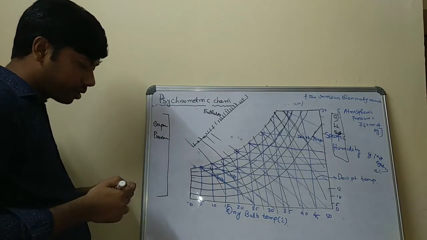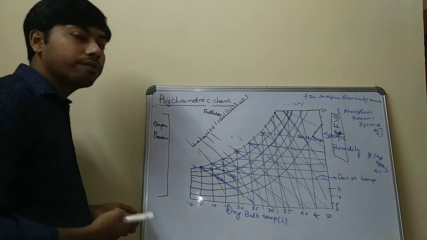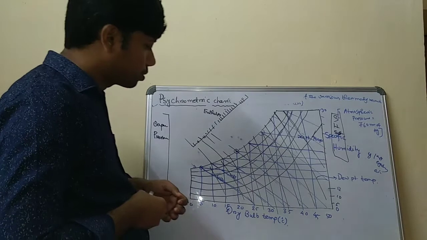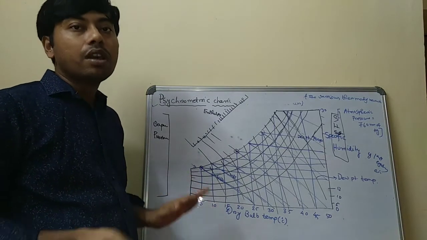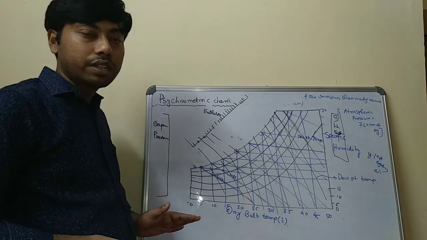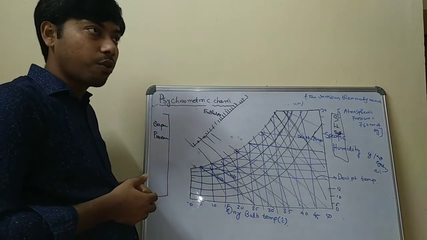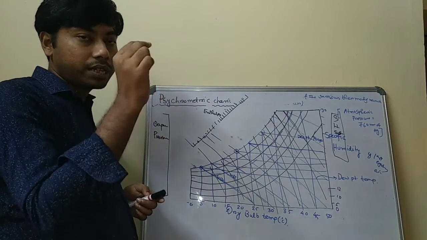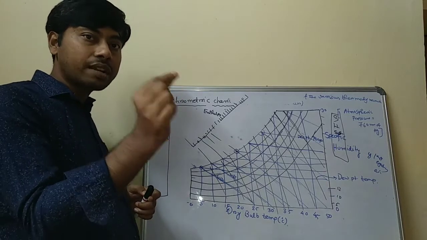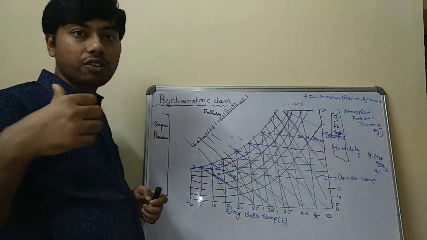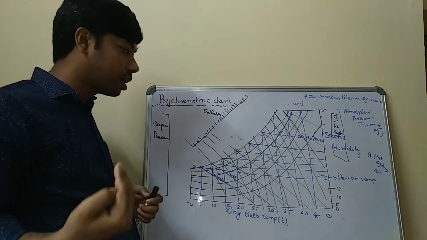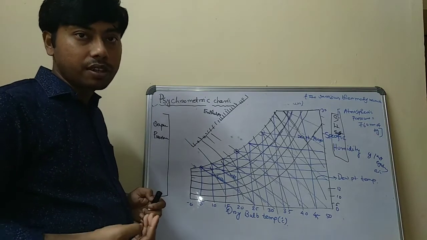Now, how do you solve the problem? Suppose your dry bulb temperature is given, the wet bulb temperature is given in your numerical, and relative humidity is also given. If they meet at a particular intersection point, then corresponding to that point you can easily identify your specific humidity, enthalpy lines, or any type of thermodynamic properties. Okay.